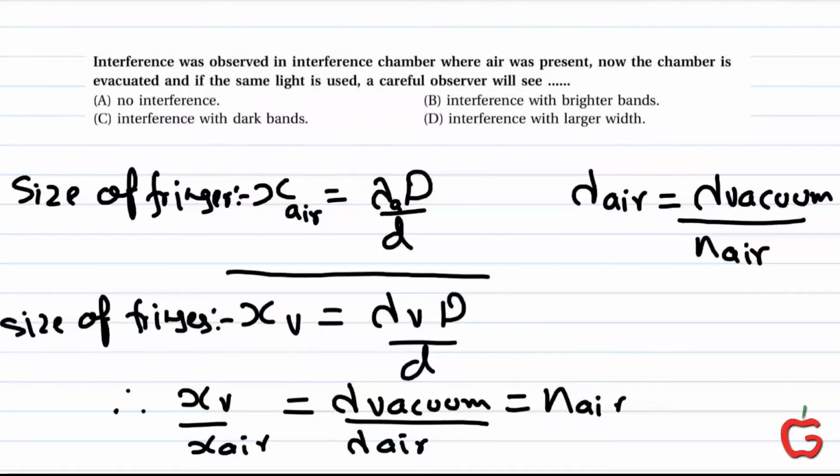Okay, so interference with larger width should be the correct option. So D is the correct option.